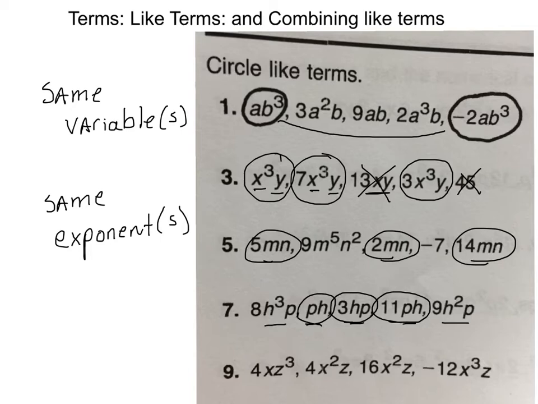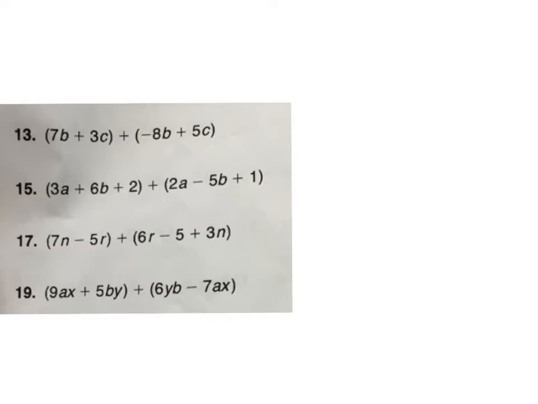Let's look at number 9. I've got xz cubed, x squared z, x squared z. Well, those are clearly like terms, and the rest aren't. Okay, so on these problems, 13, 15, 17, and 19, they want us to what? No, they want us to add them, right? And so I got to combine the like terms.